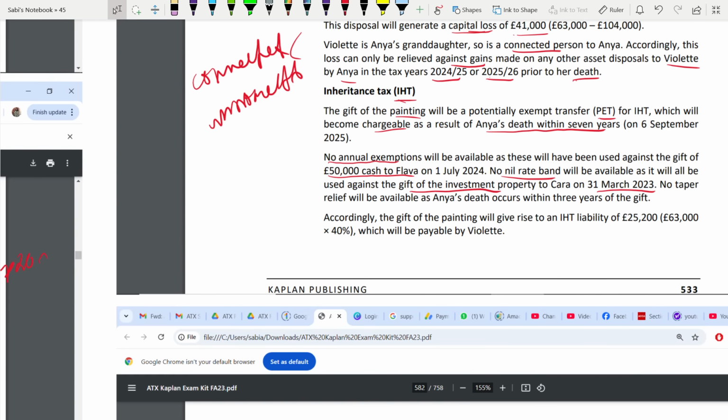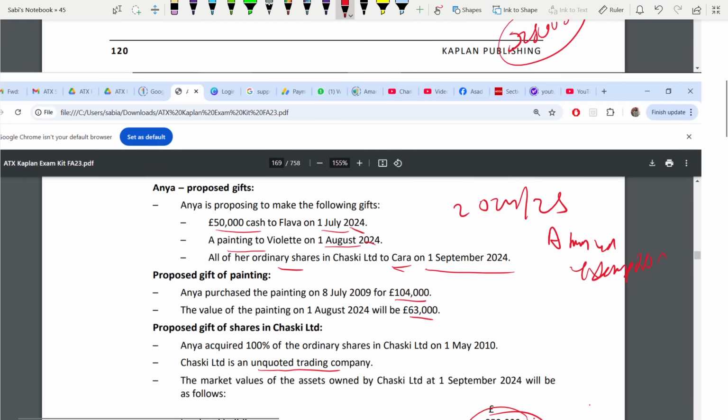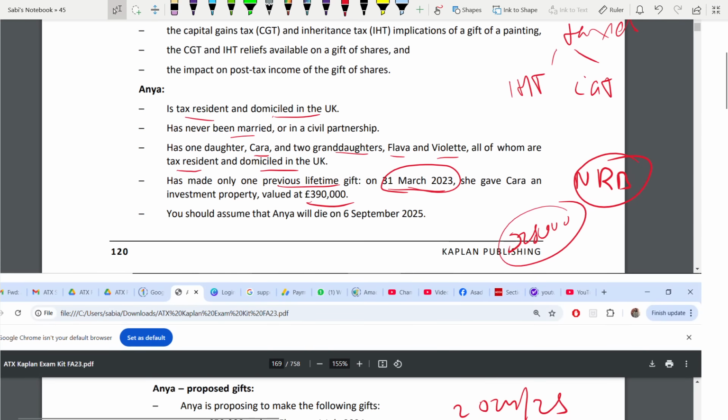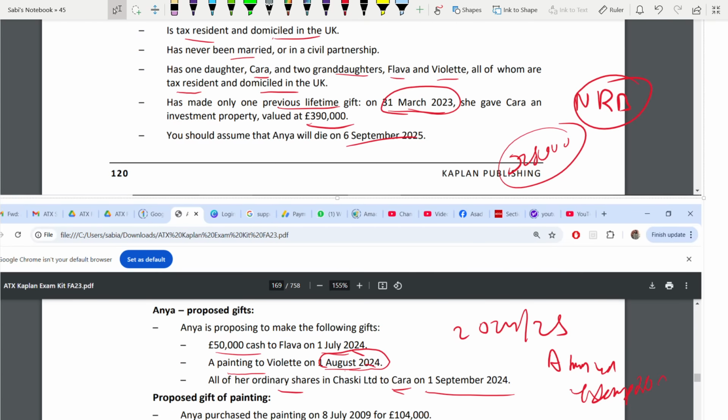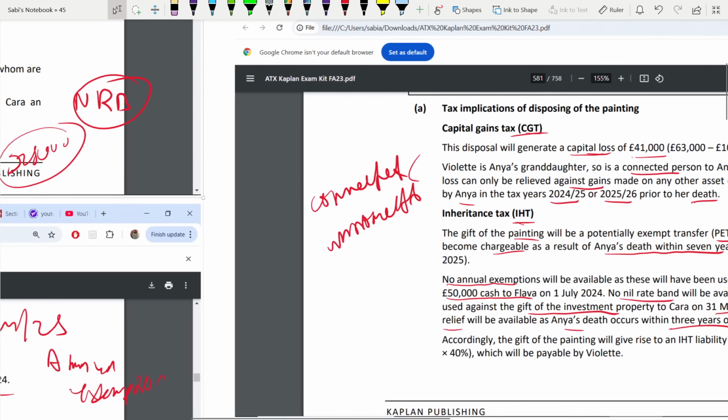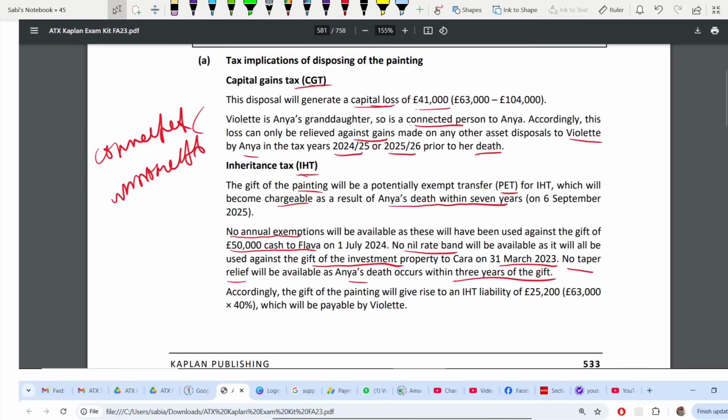And there will be no taper relief also. Worst case scenario, no taper relief, because Ananya is dying within 3 years of the gift. When is the date of the gift? 1st August 2024. When is she dying? 6th September 2025, the next year. The next year itself she's dying, 1 year. So it's less than 3 years. Because it is less than 3 years, no taper relief also.